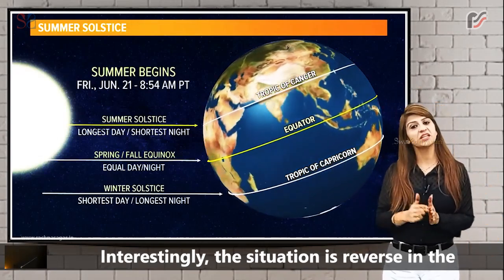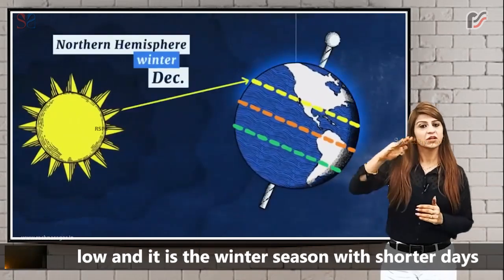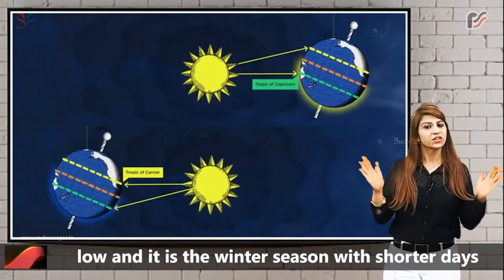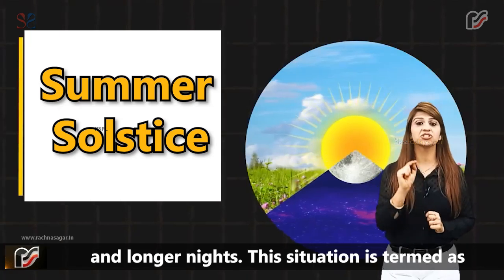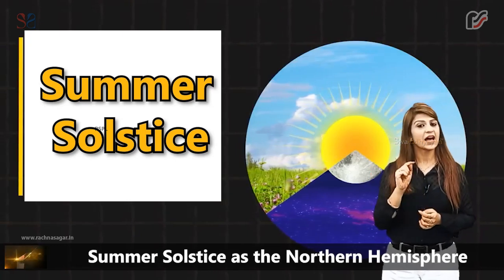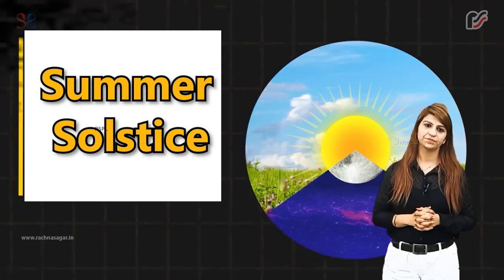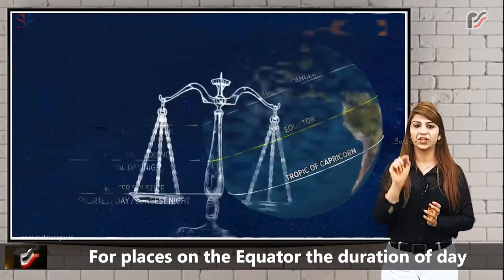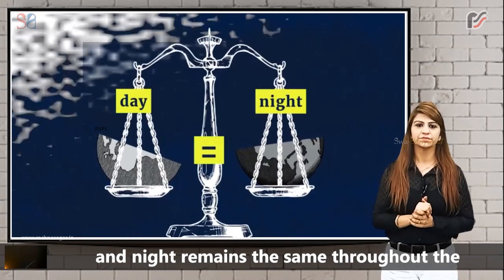Interestingly, the situation is reverse in the southern hemisphere, where the temperature is low and it is the winter season with shorter days and longer nights. This situation is termed as summer solstice, as the northern hemisphere is experiencing summer. For places on the equator, the duration of day and night remains the same throughout the year.